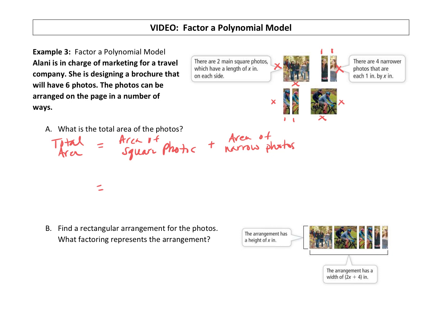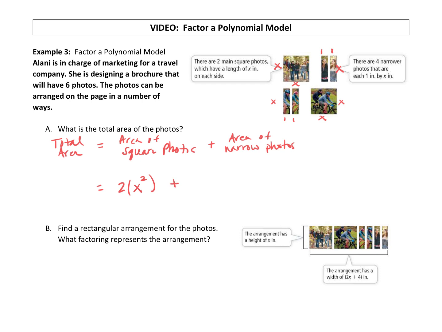Okay, so total area equals area of the square photos. Well, she has 2 square photos. So it's going to be 2 times, and the area of the square photos, the dimensions are x by x, so we're going to multiply x times x, and we get x squared for the area of one of those square photos. She has 2 of them, so we're multiplying by 2.